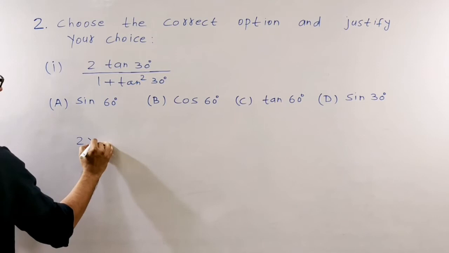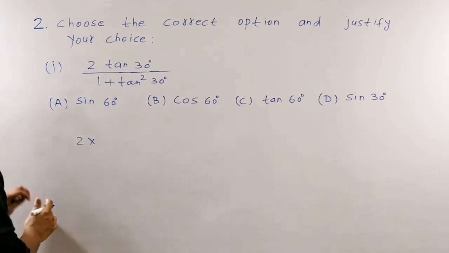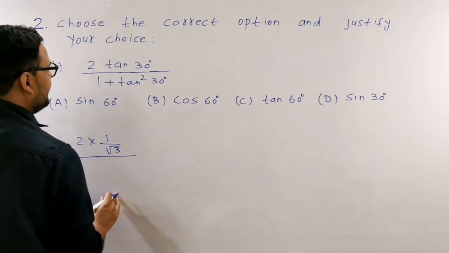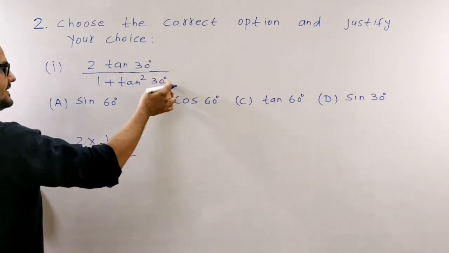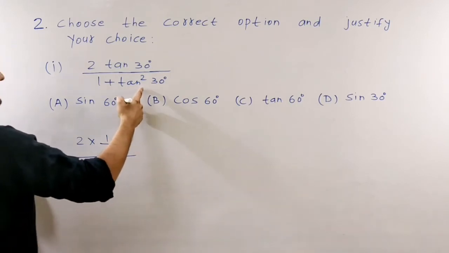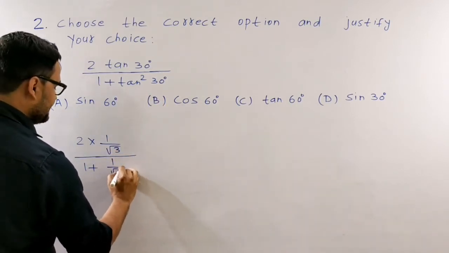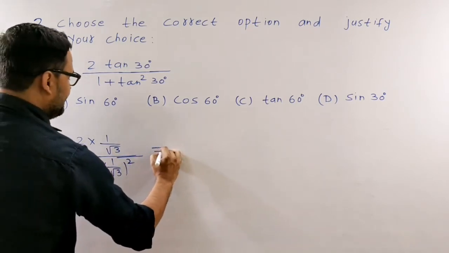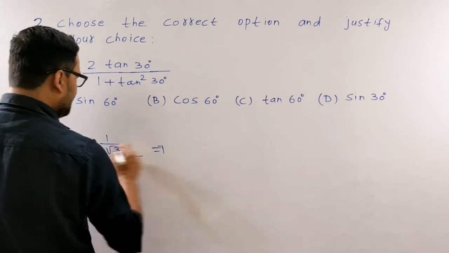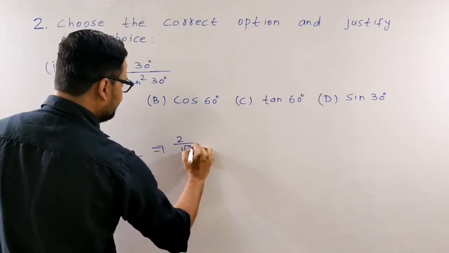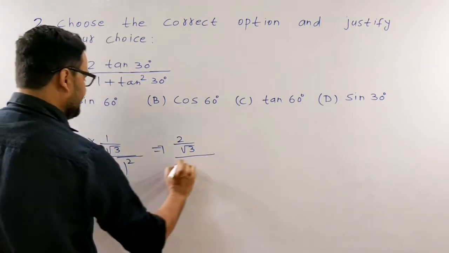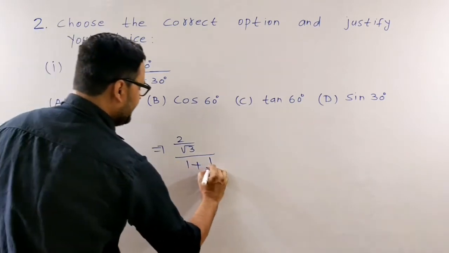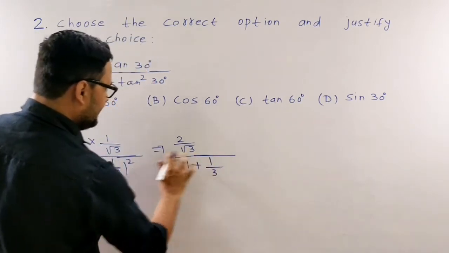Then 2 into, and tan 30 is 1 by root 3. Then 2 into 1 by root 3, divided by 1 plus tan square 30, and tan 30 is 1 by root 3, so tan square 30 is (1 by root 3) square. Now when we simplify, 2 into 1 by root 3, we got 2 by root 3. Then divide, what we got, 1 plus 1 square is 1 and root 3 square will be 3. So 1 plus 1 by 3.